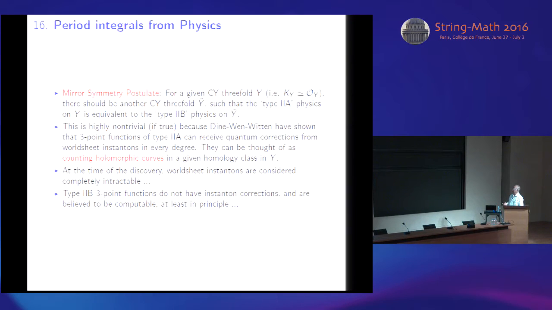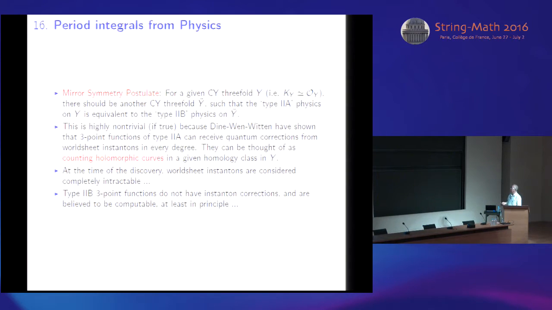Well, for us, the major motivation was coming from mirror symmetry. So we have a Calabi-Yau manifold Y, which means the canonical bundle is trivial in this lecture. And we should have another Calabi-Yau manifold, Y tilde, which is called the mirror manifold, such that so-called type 2A physics on Y is equivalent to type 2B physics on Y tilde. So this is a very important consideration.